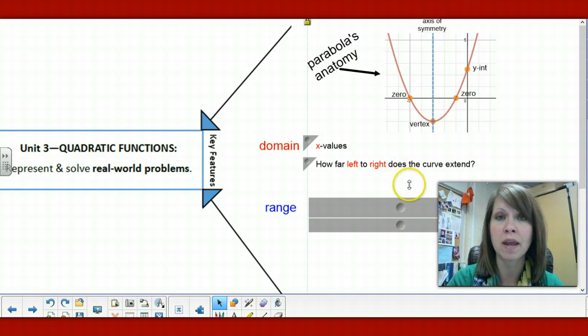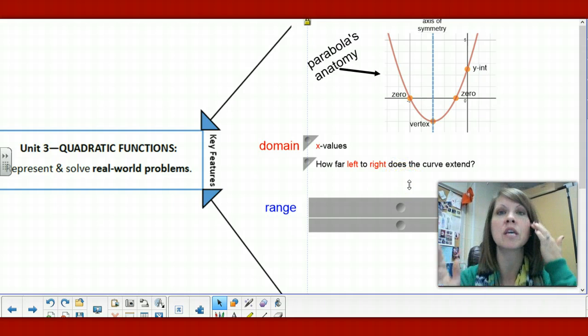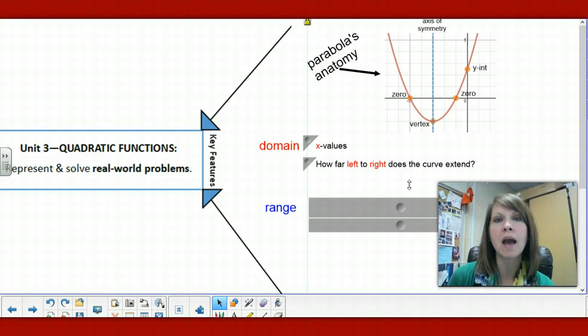When we talk domain, instead of just saying it's the x's, you have to be asking this question: how far left to how far right does the curve extend? Okay, how far left does it go? How far right does it go? Those are our x directions.